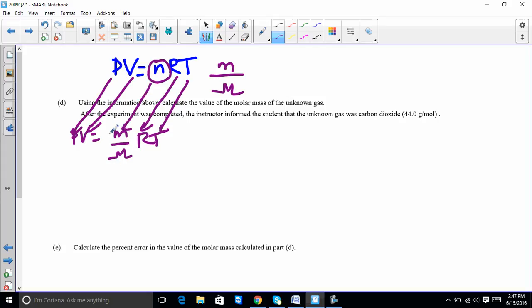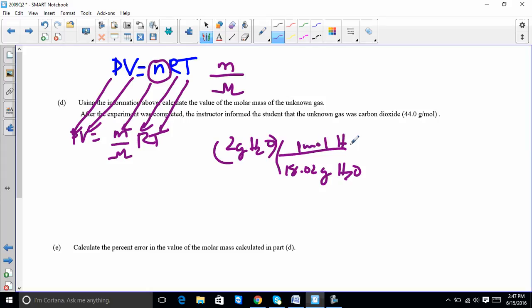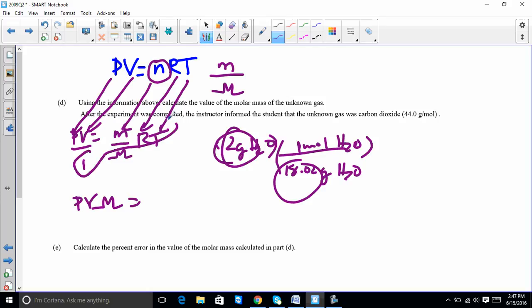If you're in grams and you want to get to moles, let's say you had 2 grams of water and you wanted to know how many moles that was. Well, there's 18.02 grams of water in 1 mole of water. We've done this a bazillion times. It's mass divided by molar mass. And so on this equation, if you take cross products, you get PV times capital M, molar mass. I call it M with feet. And then this cross is little m RT.